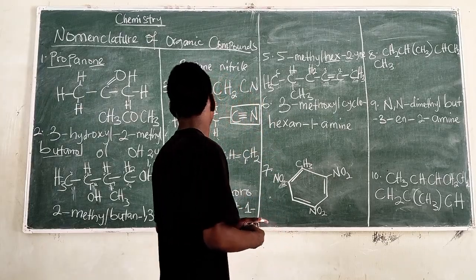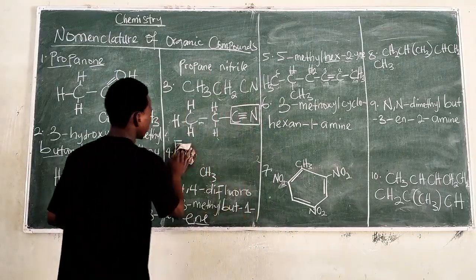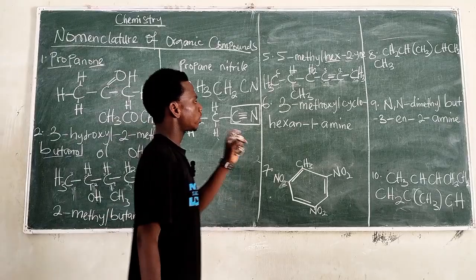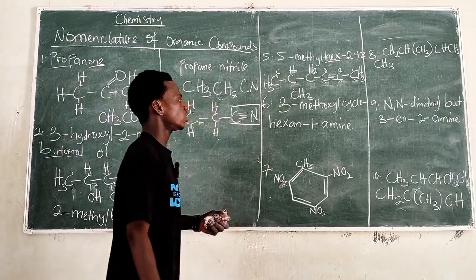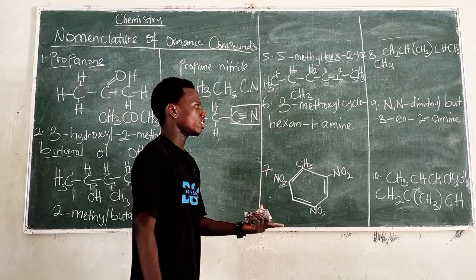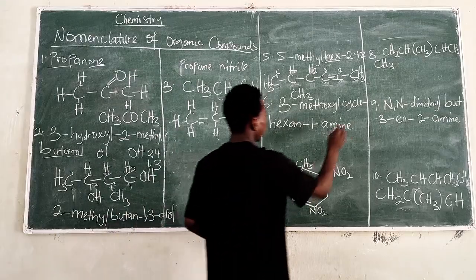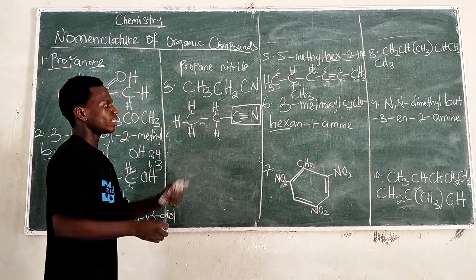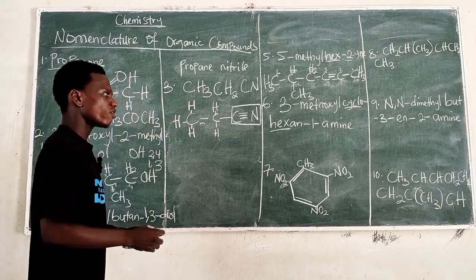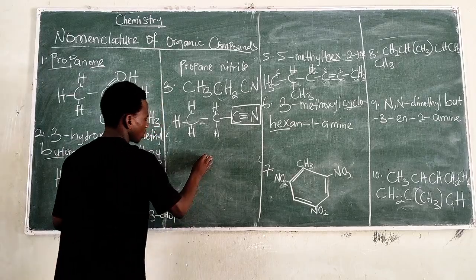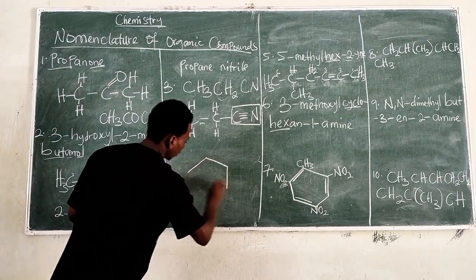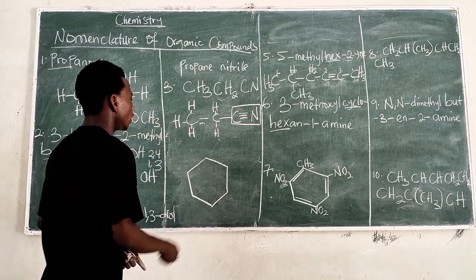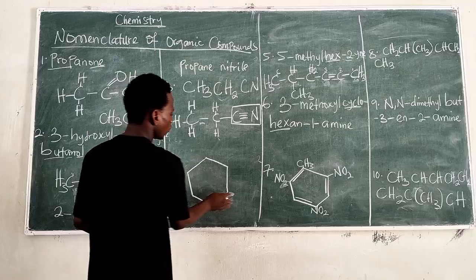3-methoxycyclohexane 1-amine. So the first thing to do is to identify our longest continuous carbon chain. And in this case, it is not a linear structure. Instead, it is a cyclohex. Cyclo indicating a ring structure and hex indicating 6 carbon atoms. So because it is a ring structure, we are going to have a ring 6 carbon structure. This is carbon 1, 2, 3, 4, 5, 6.